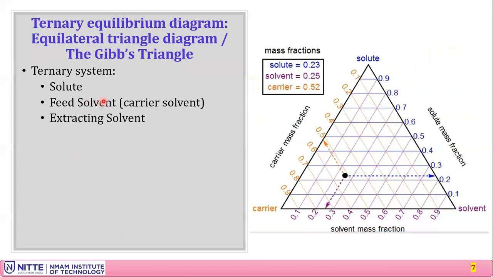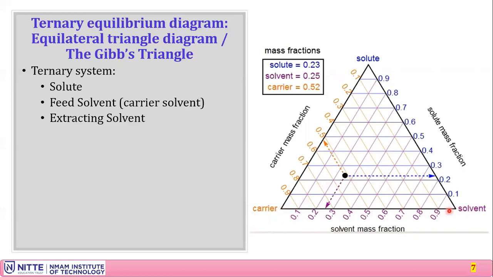One more way of drawing the ternary equilibrium is the ternary equilibrium diagram, which we generally call the Gibbs triangle or the equilateral triangle diagram. It is a triangle, an equilateral triangle in fact. One apex is given for the solute, another apex is designated for the feed solvent, and another apex is designated for the extracting solvent.